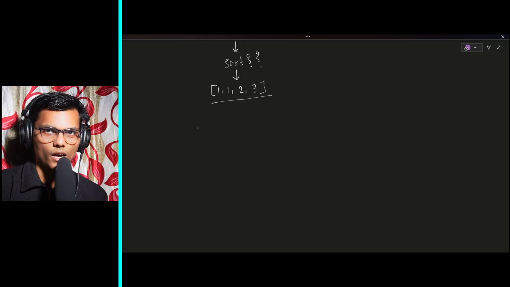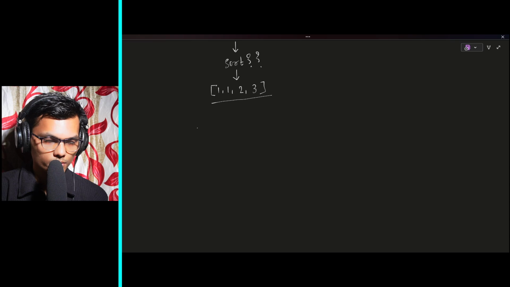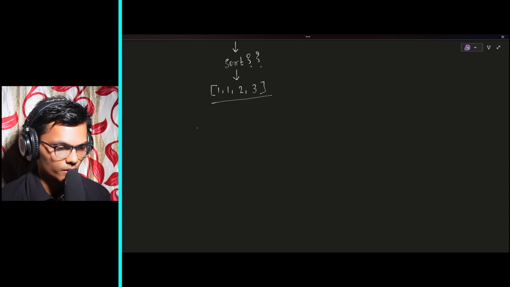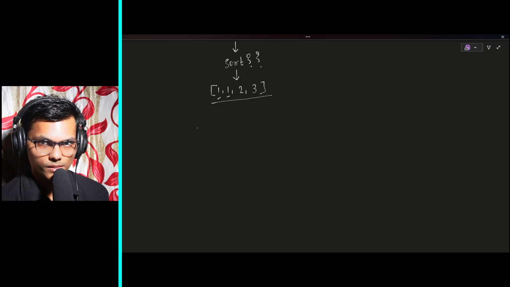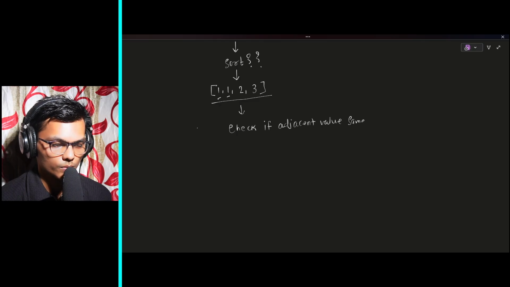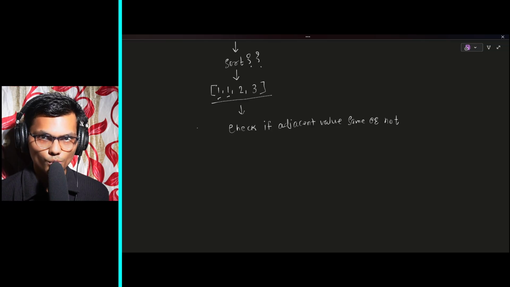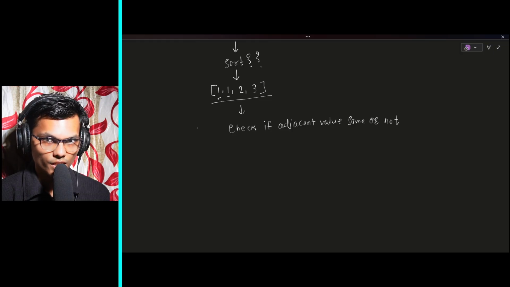Now can we say that after sorting, the duplicate values will be adjacent to each other? They will be neighbors to each other. So you can say that after sorting, 1 and 1 are adjacent to each other. Then we can check if the adjacent value is the same or not. Okay, so this is our second approach. The first step is to sort the array. After sorting, check the adjacent values, and if they are the same, then return true, because the array contains a duplicate.